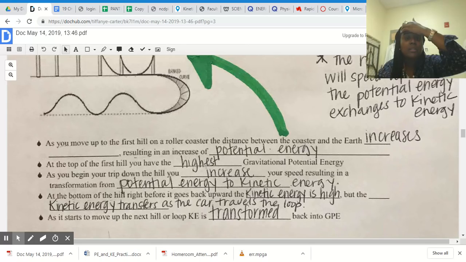So number five, at the bottom of the hill, right before it goes back up. So like at the bottom of the hill, I have kinetic energy of motion because I came down here. But as I'm moving back up, I'm going to start losing some of that kinetic energy and it's going to turn right back into potential energy. So at the bottom of the hill, right before it goes back up, the kinetic energy is high. So it's high at that point. But the kinetic energy transfers to potential energy as the car travels up the loop.